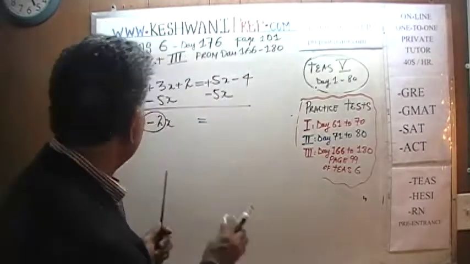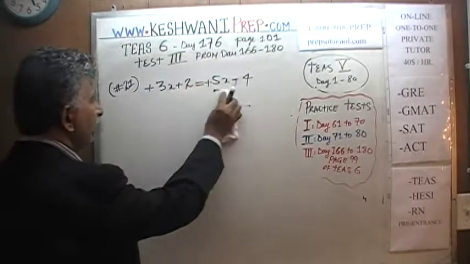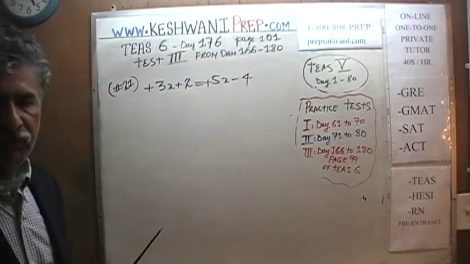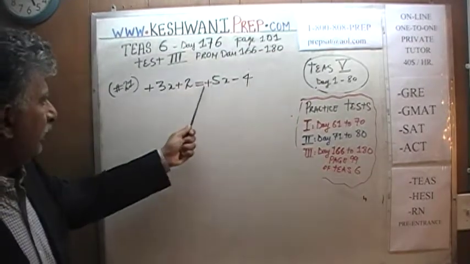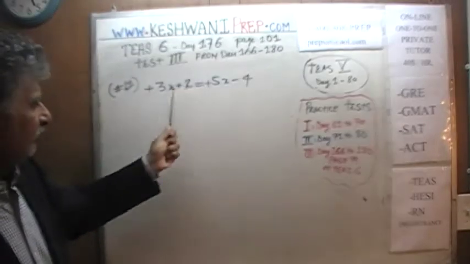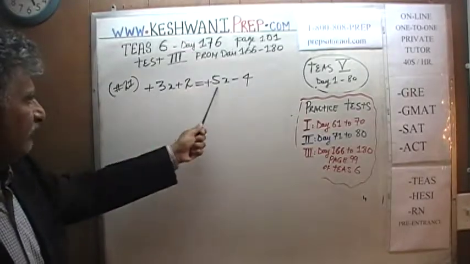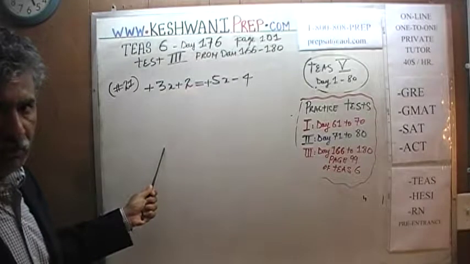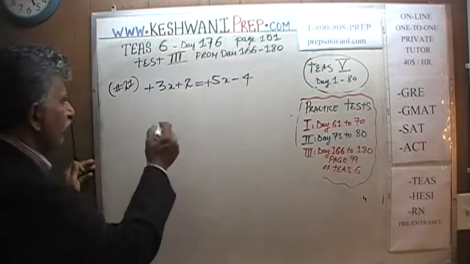It's very simple. Before you start your process, just take a quick look and you realize that this coefficient 5 is more than 3. So if you were to bring this here, you're going to end up with a negative quantity, because 3 minus 5 would end up negative 2. We just saw it. So don't do that. Switch the sides before you start your work.